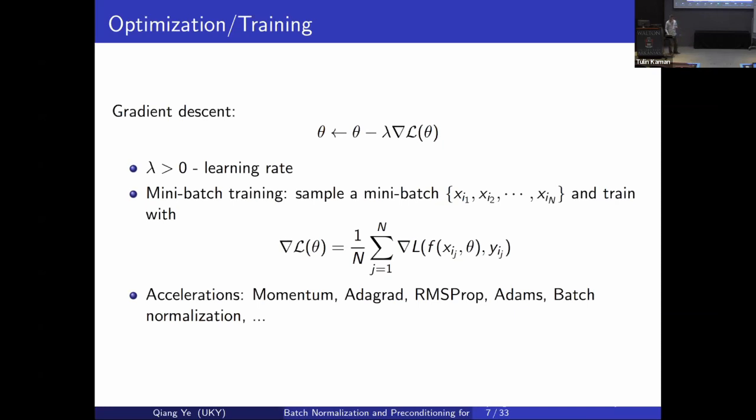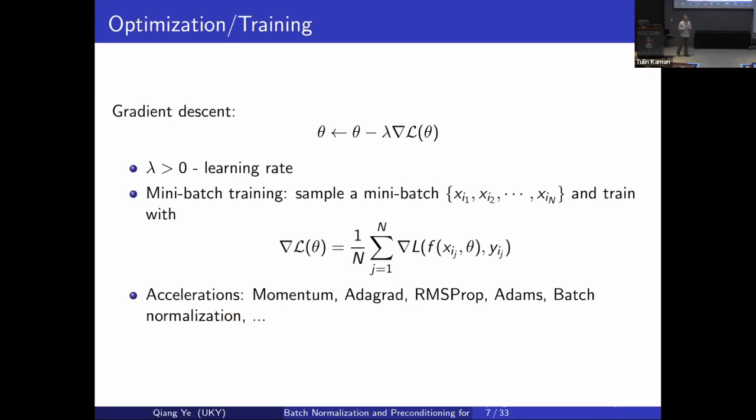But this is a first order method, so you can expect convergence to be very slow, because in general the Hessian is very ill conditioned. So there are a variety of methods that have been developed in the deep learning community to accelerate the convergence.